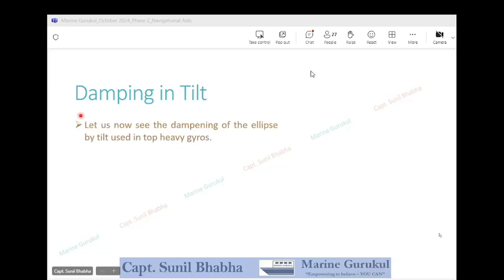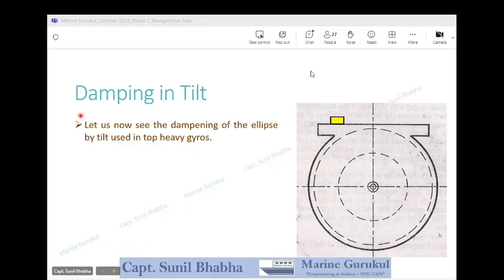So let's go into the damping of the ellipse by using the damping in tilt method, which is used in top-heavy gyros. These are the ones which spin anti-clockwise looking from the south end. So you can see a diagram of the rotor, spin axis and the casing. Now in this diagram, the dotted lines which you are seeing basically represent the rotor.